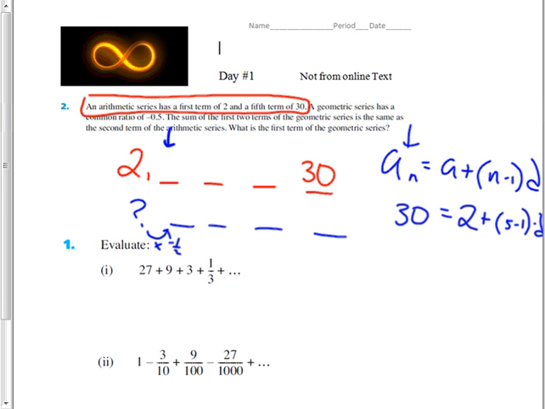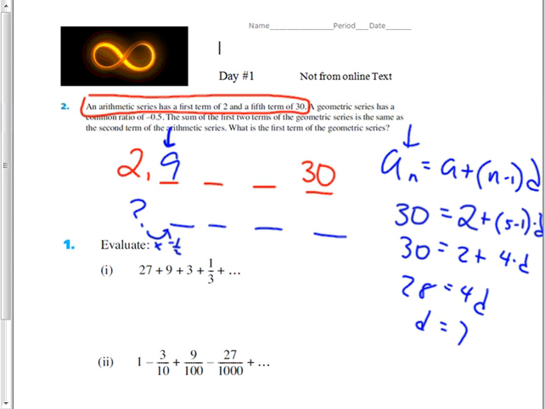All right, so this is 30 equals 2 plus 5 minus 1 is 4 times d. Then subtract 2, 28 equals 4d. And d must be 7. Yay, I add 7 each time. So do you get this must be 9 right there? All right, piecing together, one little piece at a time.